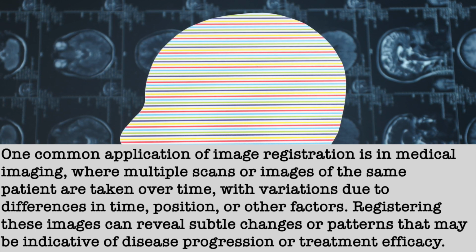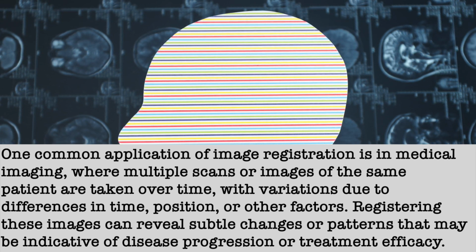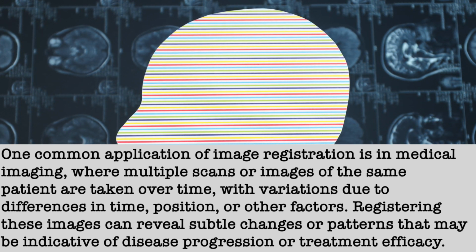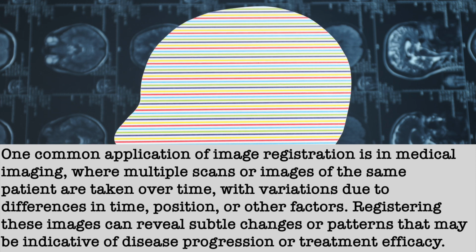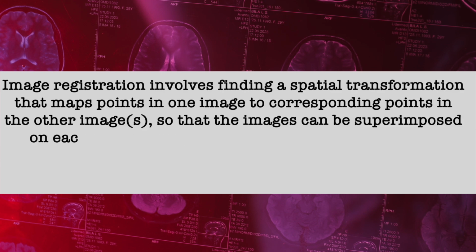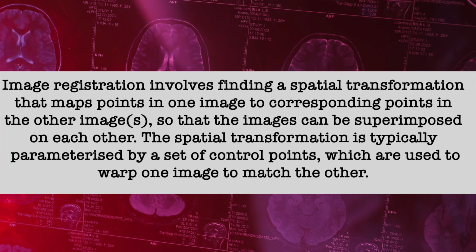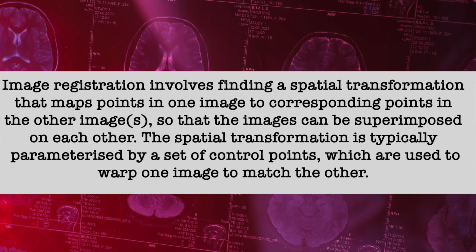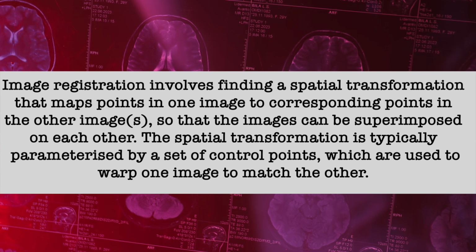Registering these images can reveal subtle changes or patterns that may be indicative of disease, progress of treatment, or efficiency. So, the progression of disease can be detected with this image registration. Image registration involves finding a spatial transformation that maps points in one image to corresponding points in another image, so that the images can be superimposed on each other.